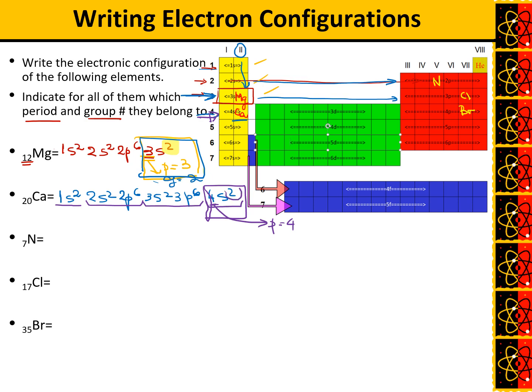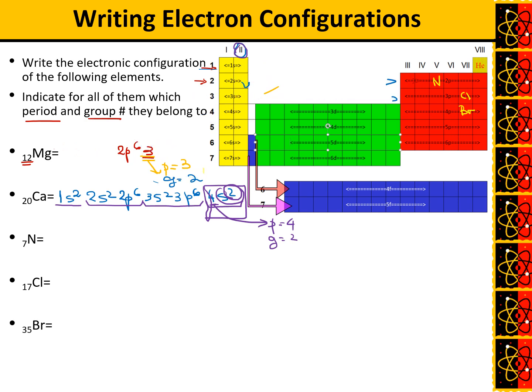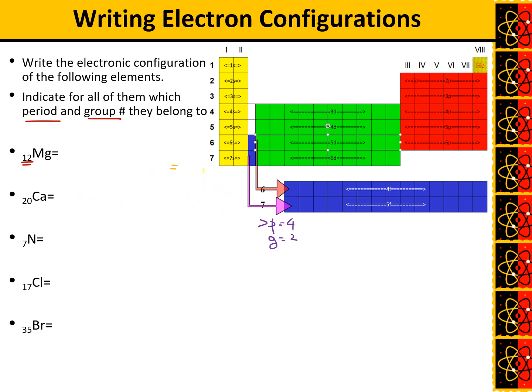And what about the amount of electrons in the last level? 2. So the group is 2, and we can see that the element is in the same group of magnesium. Magnesium and calcium end in S2 because they belong in the same group. Okay, I'm going to erase all these so you don't get confused with the next ones. I hope that you can so far follow me, and I'm going to do the nitrogen now.